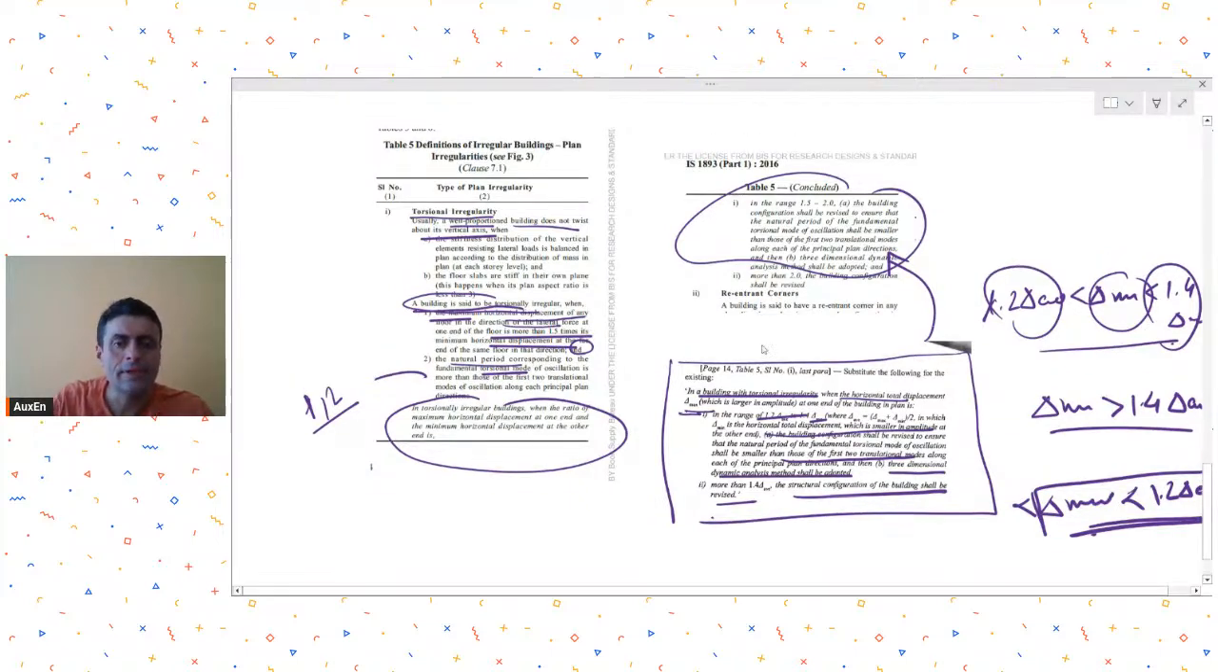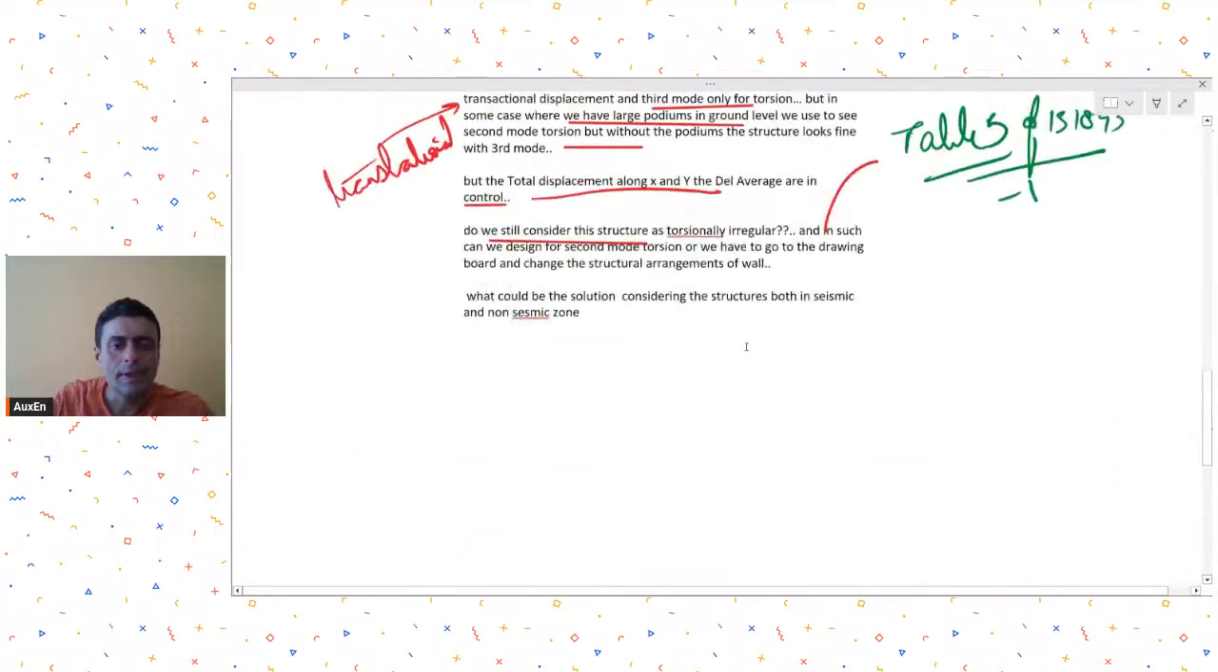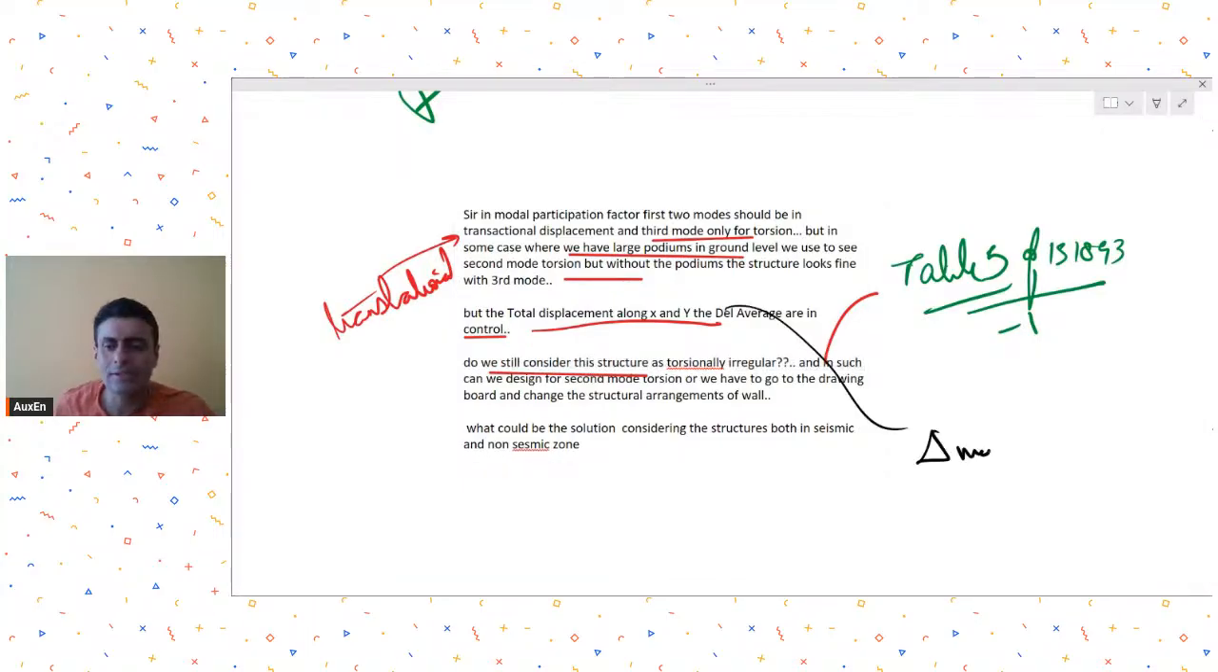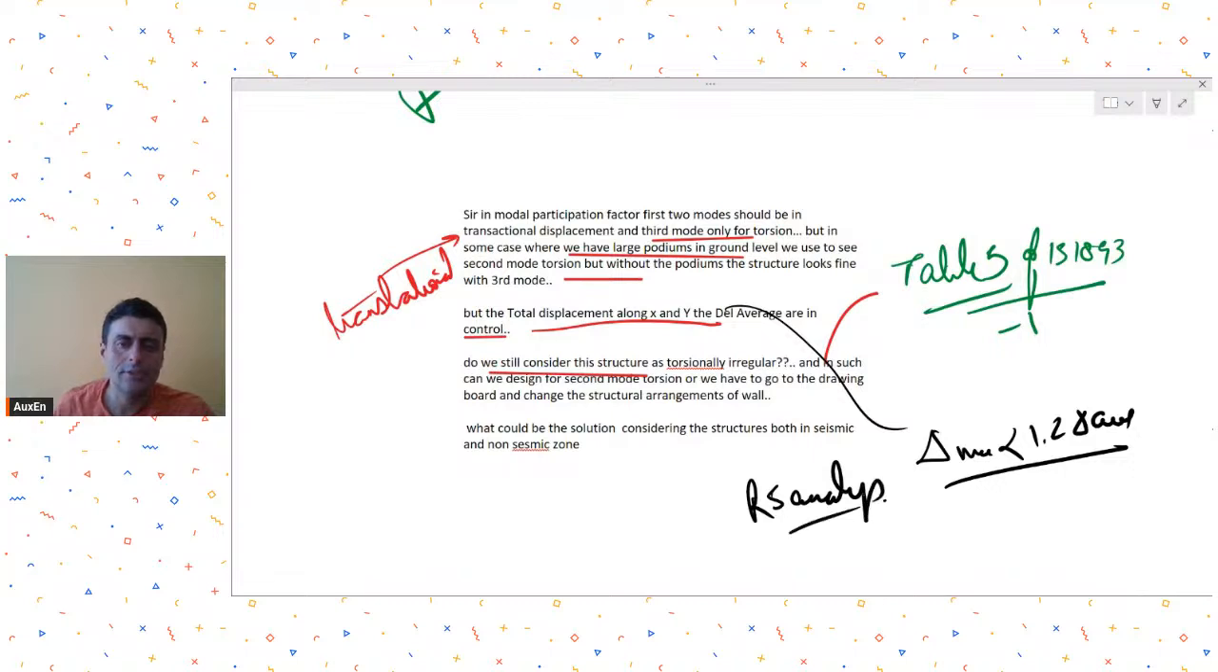So as Mr. Bala is saying, in his case the total displacement criteria are being met. In such a case, I'm assuming that for you the delta max is less than 1.2 delta average. If that is your case, then just perform response spectrum analysis, and that's it.